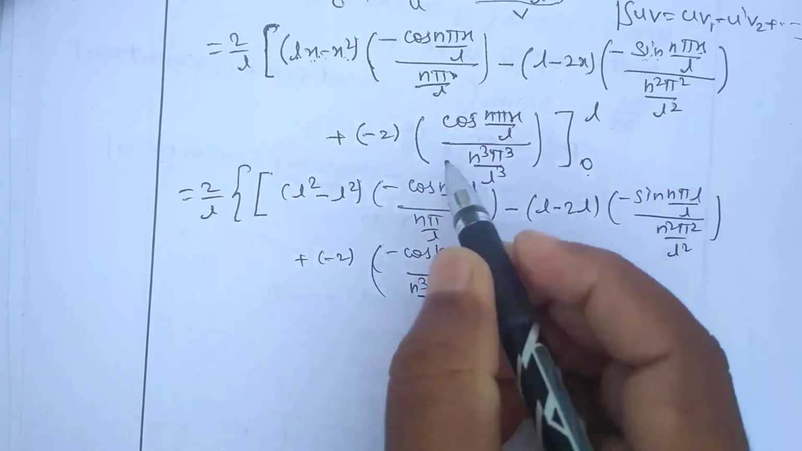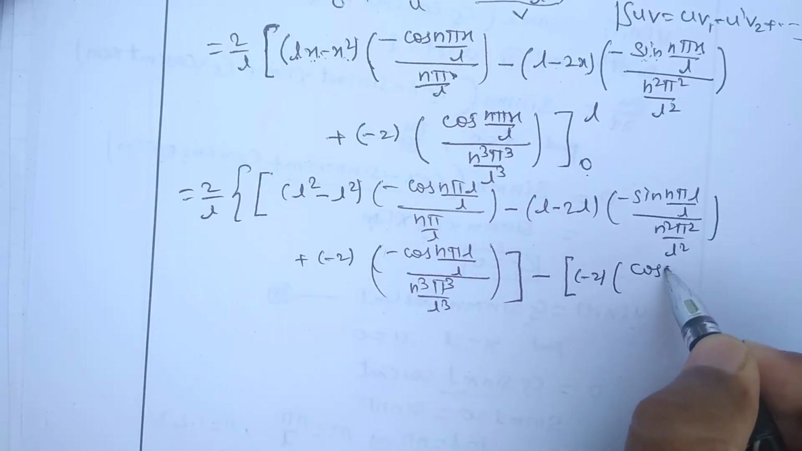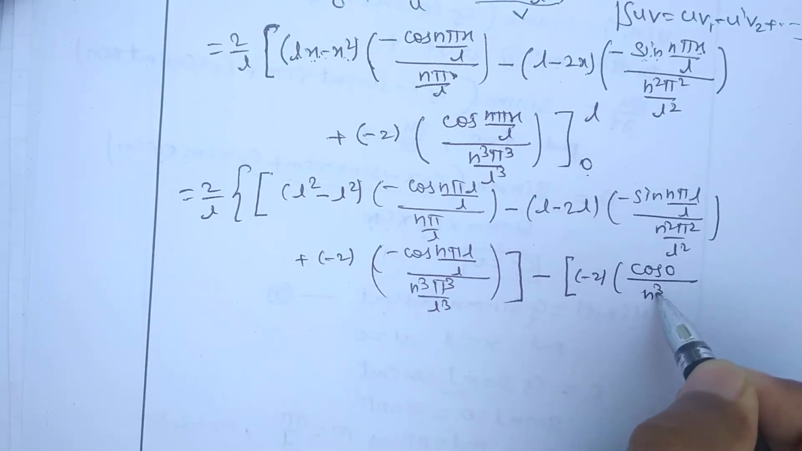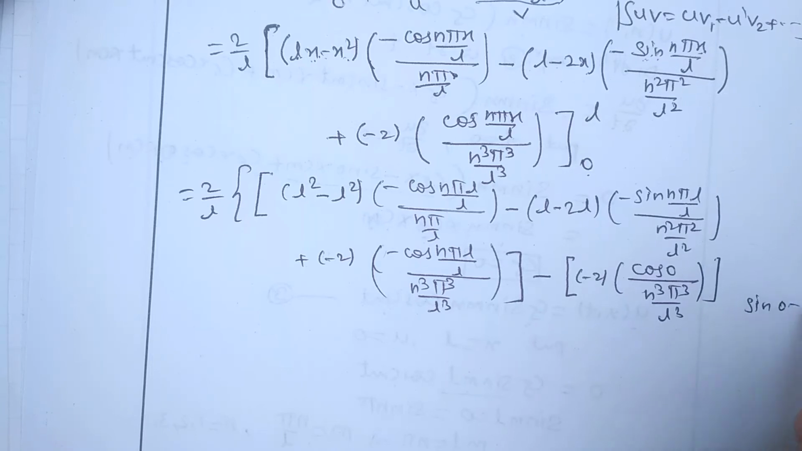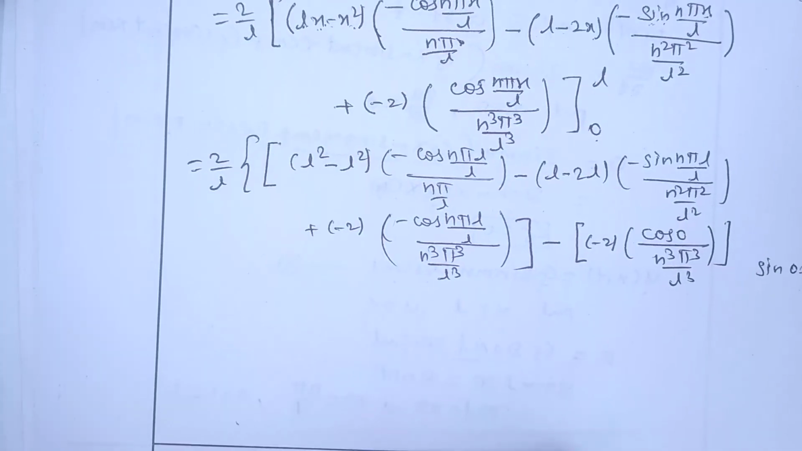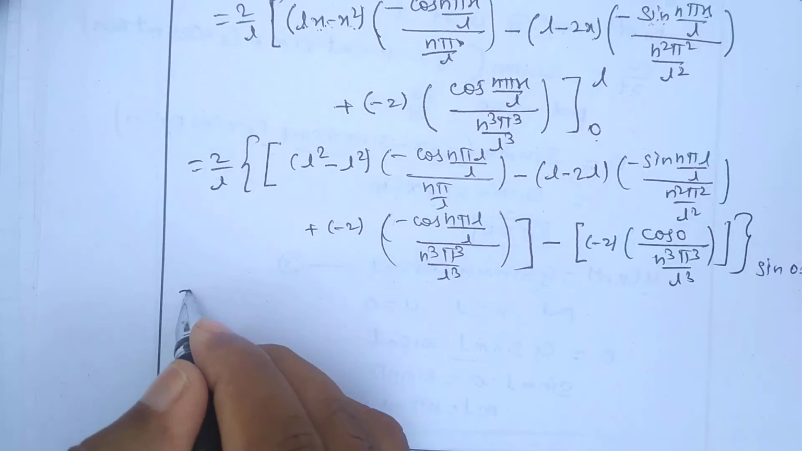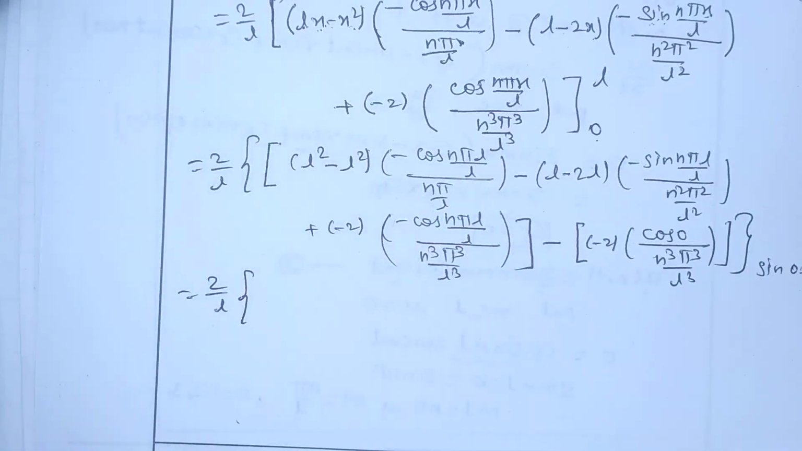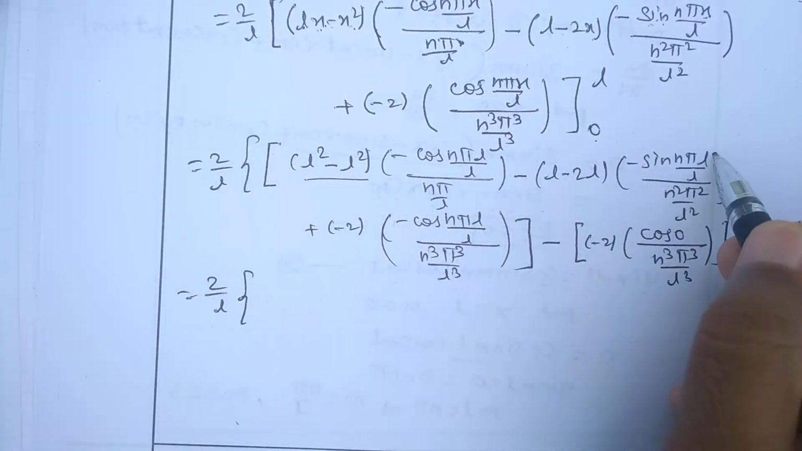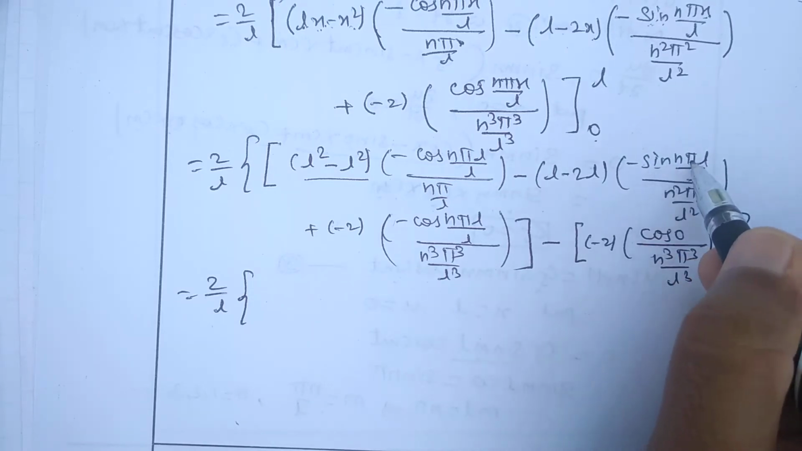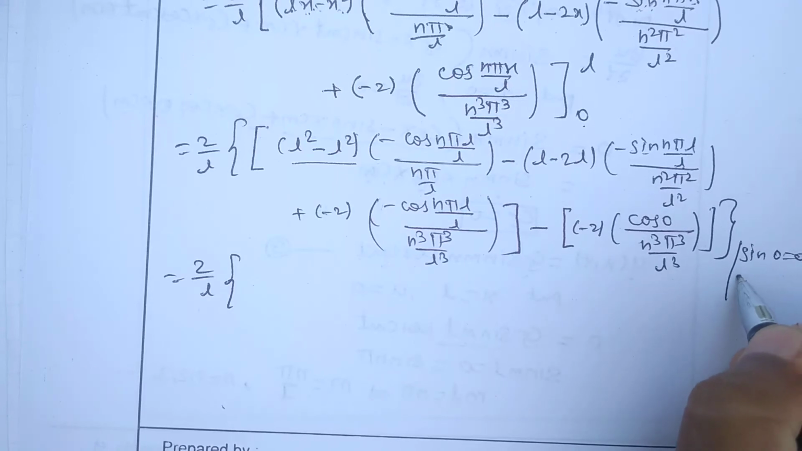So minus 2 into cos 0 upon n cube pi cube upon L cube, since we used here sine 0 is equal to 0. Then the curly bracket is completed. So it is 2 upon L in the curly bracket. L square minus L square, that term becomes 0. So this whole first term becomes 0. Now this L and this L get cancelled. You will get sin n pi, and we know that sin n pi is also 0.